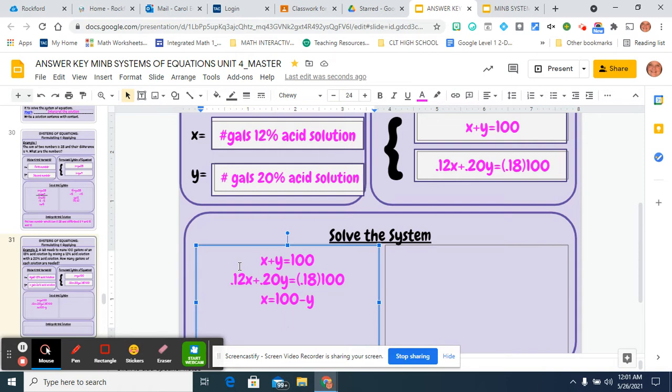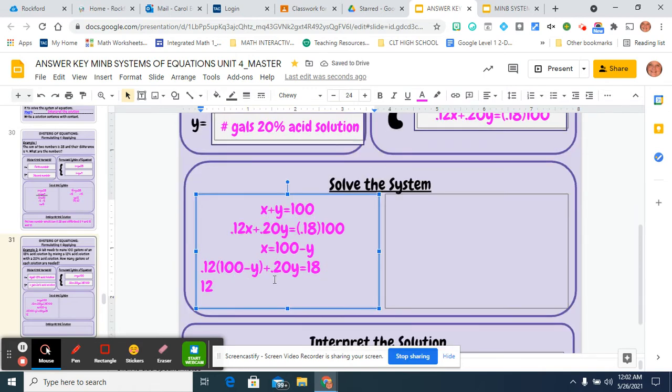And then 0.12x, that was my first step, isolation. Now I'm going to go ahead and substitute this in. So I have 0.12 times 100 minus y plus 0.20y equals, and 100 times 0.18 is going to be 18. So I'm going to go ahead and distribute. 100 times 0.12 is 12, minus 0.12y plus 0.20y equals 18.